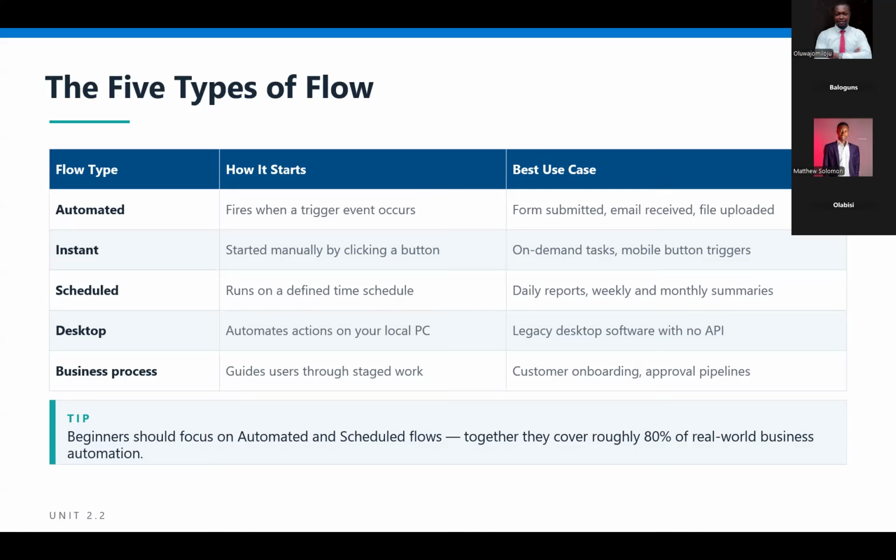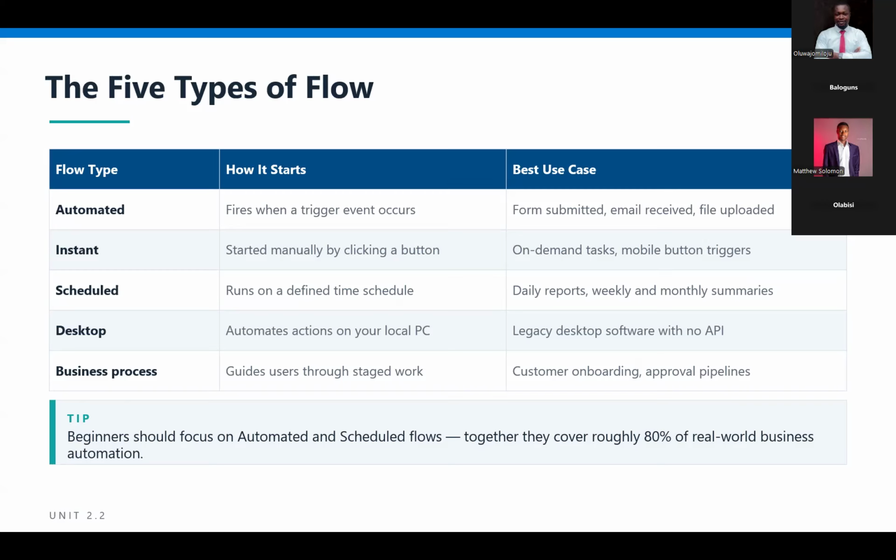What are automated flows? How does it even start? Then we have when to use them. What are the best use cases? So automated fires when a trigger event occurs. So it automatically, right? Once it just happened, bam, it goes automatically. It's automated. Nobody is going there to do anything. It just starts by itself.